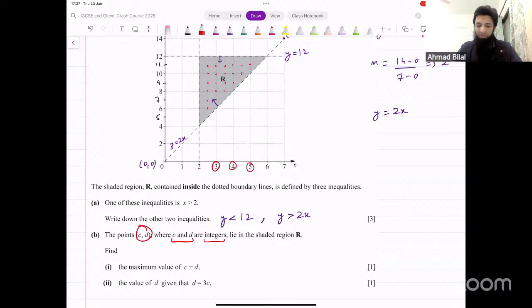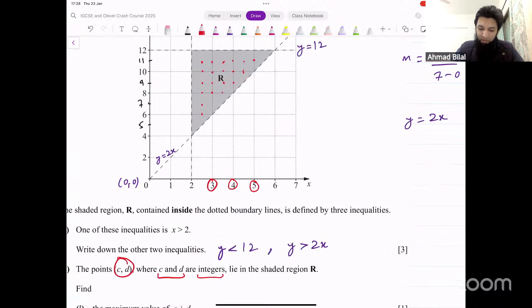These are all the possible points, the red points inside the region that have integer coordinates, right? The x coordinate of all of these points. Okay, I'm sorry, so these are not possible. Only these. So with 3 as the x coordinate, the y coordinate could be 7, 8, 9, 10, 11.